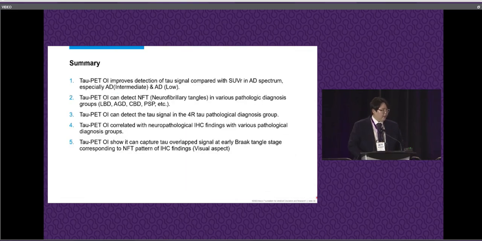In summary, tau PET OI improves detection of tau signal compared with SUVR in the AD spectrum, especially the AD low group. Tau PET OI can detect neurofibrillary tangle level in various pathologic diagnosis groups. Also, tau PET OI can detect the tau signal in the four tau pathological diagnosis groups, and tau PET OI correlated with neuropathologic IHC findings in the various pathological diagnosis groups as well as early Braak tangle stage.